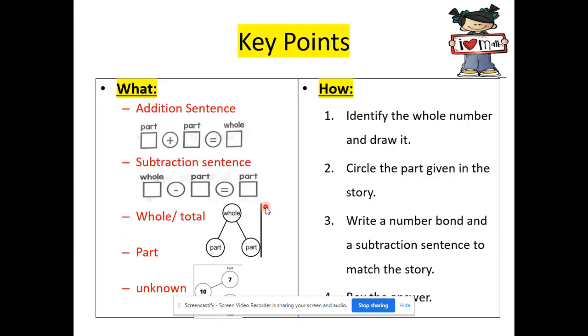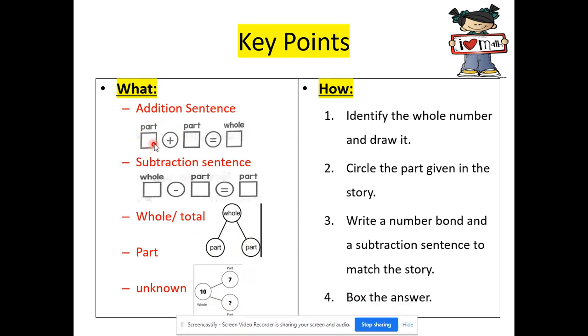Let's continue. Our key points. What do we need to know to be successful? Well, still some of the same things. We need to know how to write an addition sentence, part plus part equals whole, how to write a subtraction sentence, which remember we start with a whole minus a part equals our other part. We also need to know what a whole or a total is, which is the same thing. So in our number bond, our whole or our total connects to both parts. And we also need to know what a part is. And we need to know that every equation has two parts. Doesn't matter if it's addition or subtraction. Just like in our number bond. And our unknown would be the number, if you see this number bond, that we do not know, the missing number.